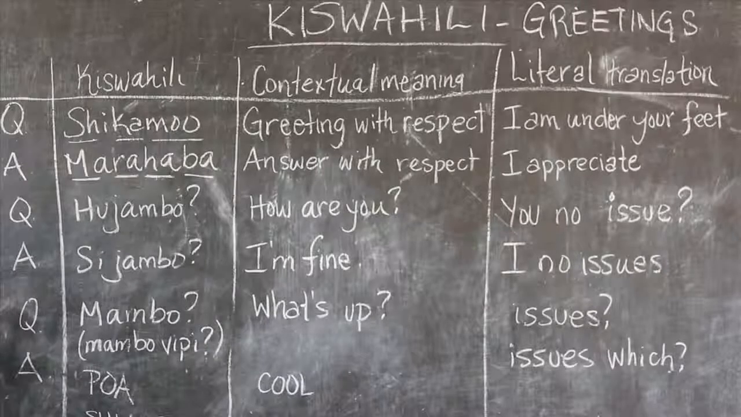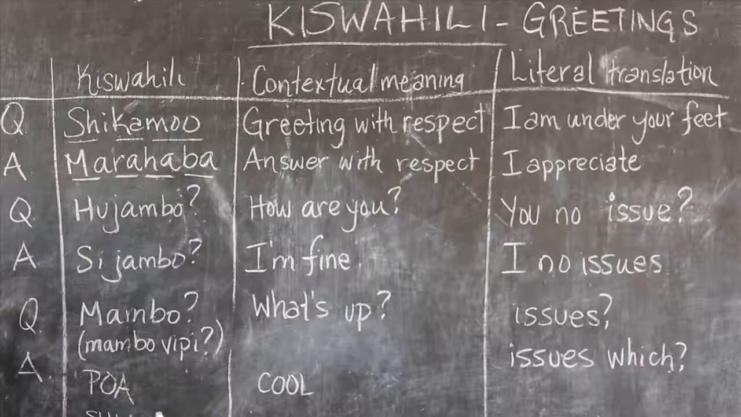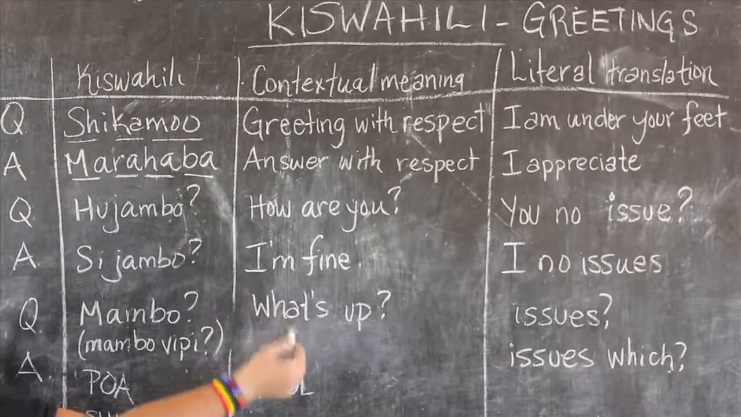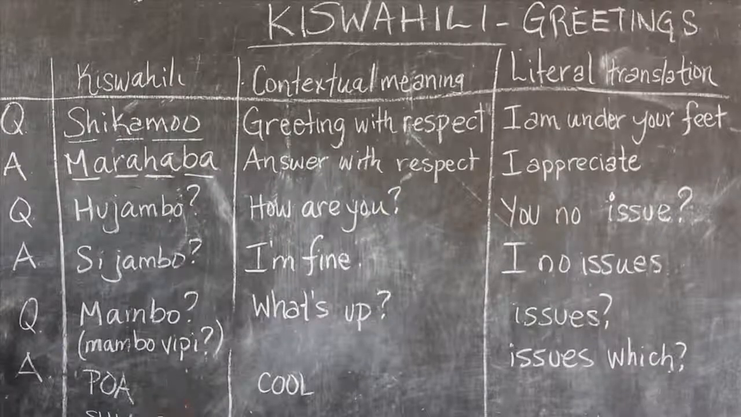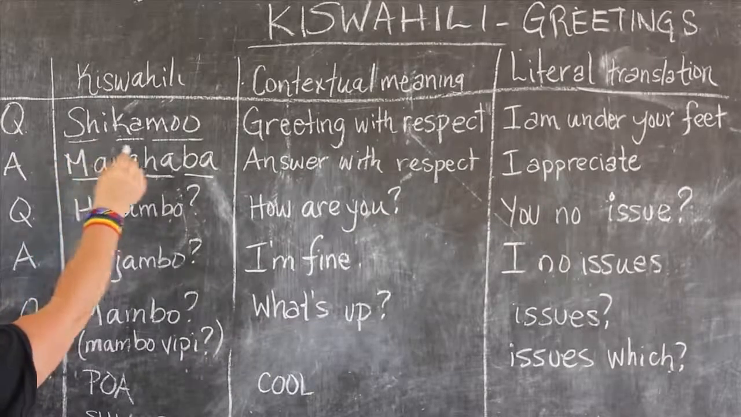When I teach a language, I'll teach you the Swahili, I'll teach you the contextual meaning, meaning what that word means in the context of what you're using it in, and then the literal translation. I like to have the literal translation so you know exactly what the words mean. That way if you see them in another context, you'll still understand what the translation of that word is. So let's get started. The very first one is Shkamo.